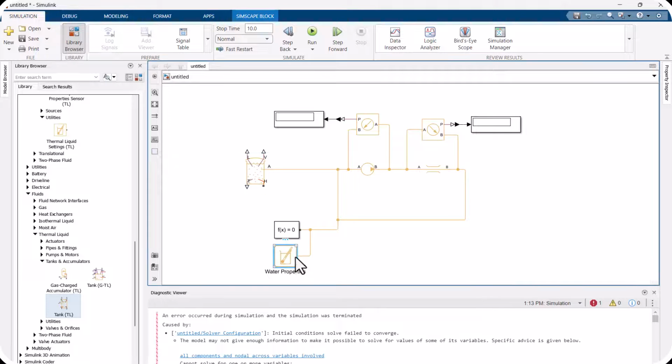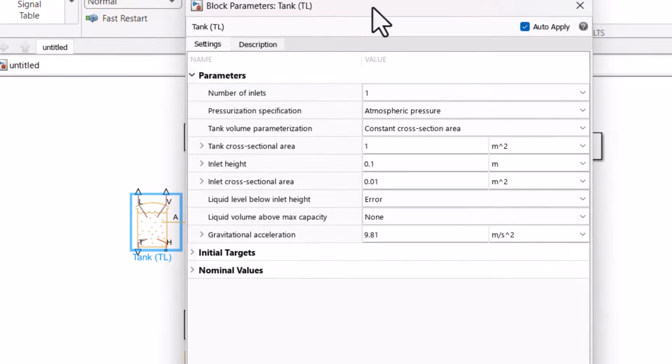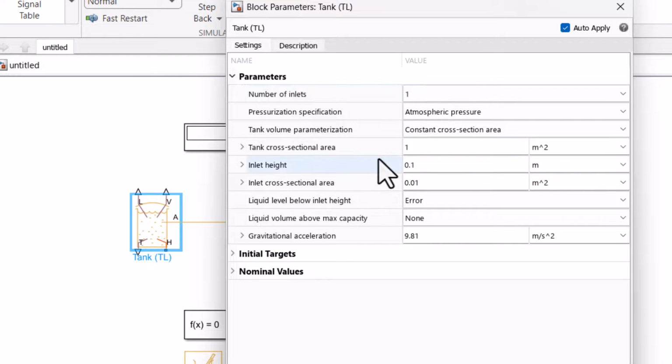P is equal to P0 plus rho GH. Rho is set by water properties, which only needs the water pressure and temperature, and this water properties block is going to calculate the density. But for the other parameters, I double click on the tank. The number of inlets, by default it is 1, and I'm not going to change it. The pressurization specification, that is P0, by default is atmospheric pressure. I leave it unchanged again. The tank is a constant cross-section area. That's fine for now. The tank cross-sectional area is 1 meter squared.